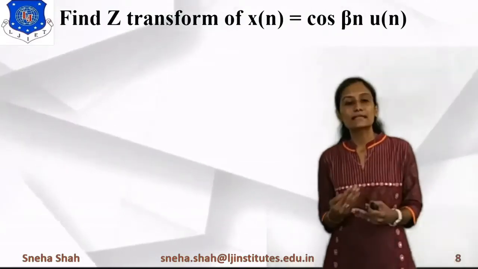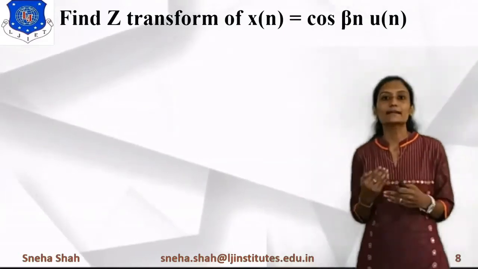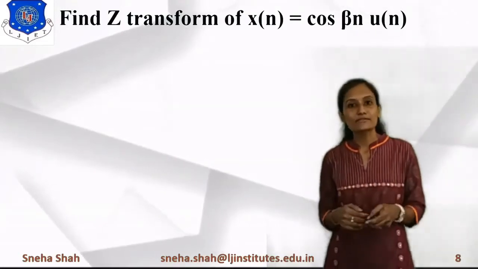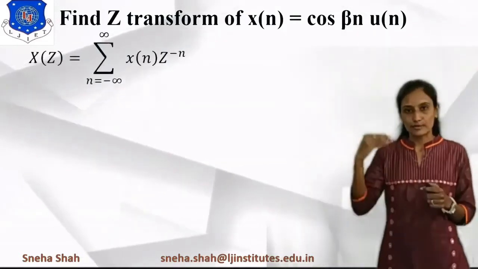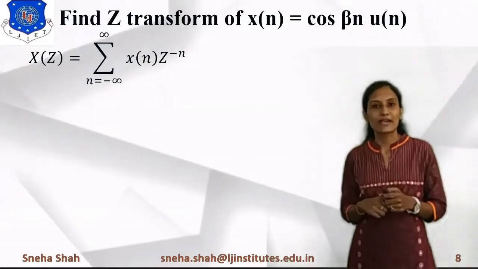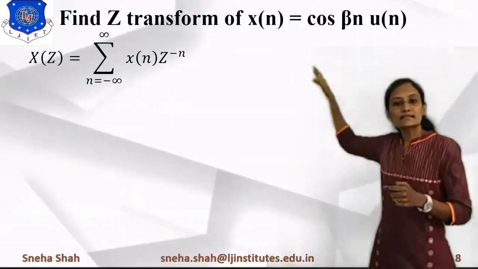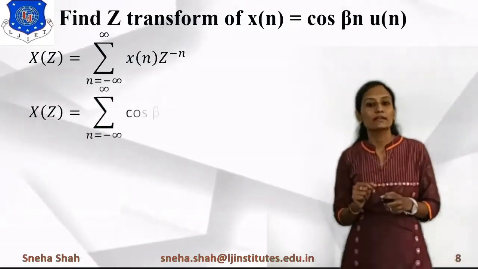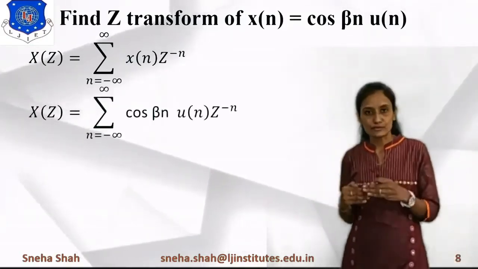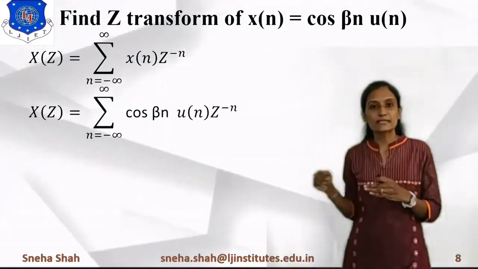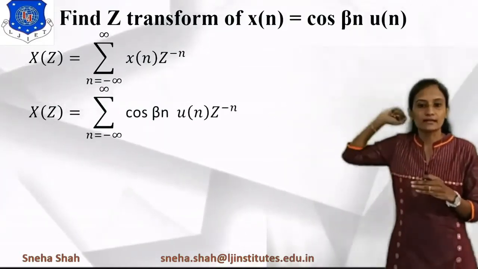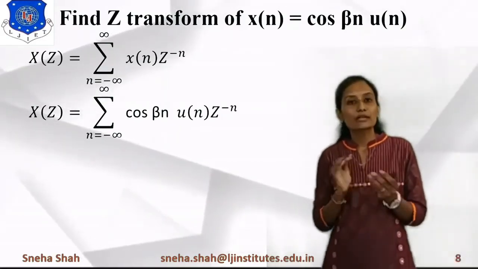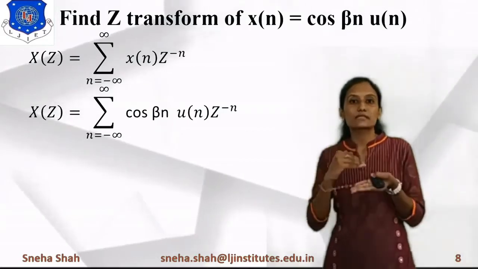As usual, I am starting to solve this example by taking the bilateral z transform equation. So what is the equation? X of z equals summation n equals minus infinity to infinity x of n z raised to minus n. Now in this, instead of x of n, I am taking this formula, that one is cos beta n and u of n. So the next step is summation n equals minus infinity to infinity cos beta n u of n into z raised to minus n. Now you can see that in this term also there is u of n. Because of this, the range will change from 0 to infinity.